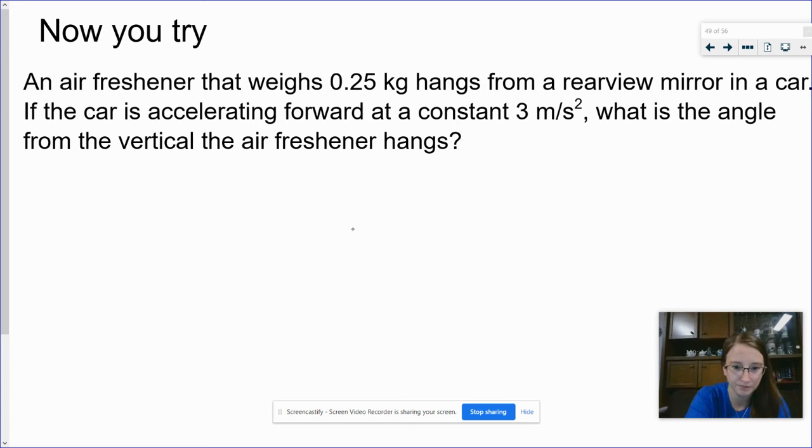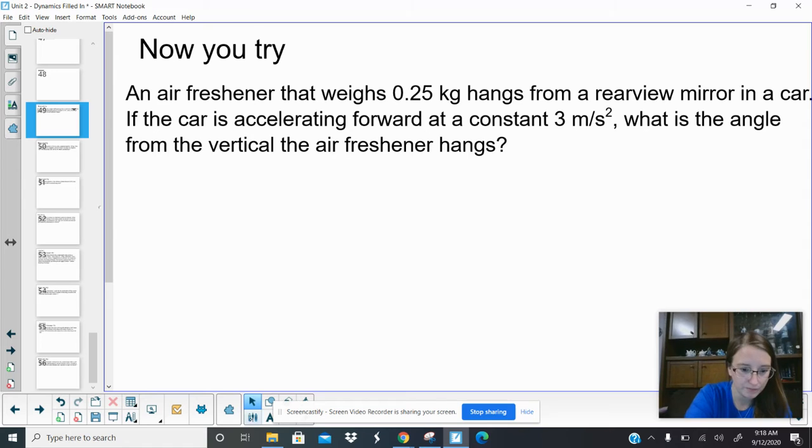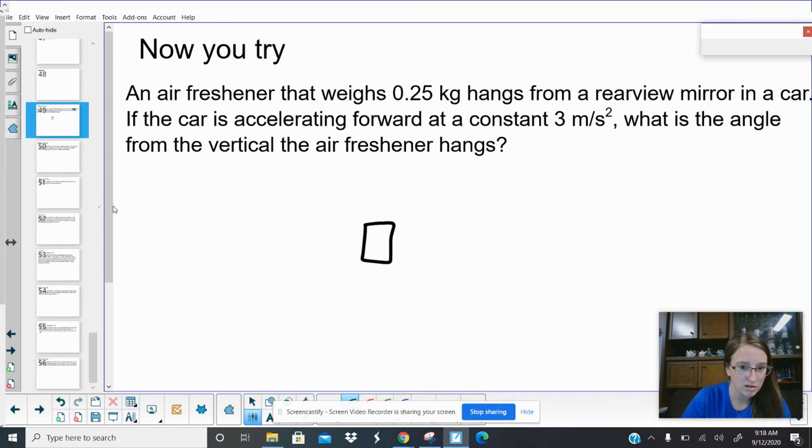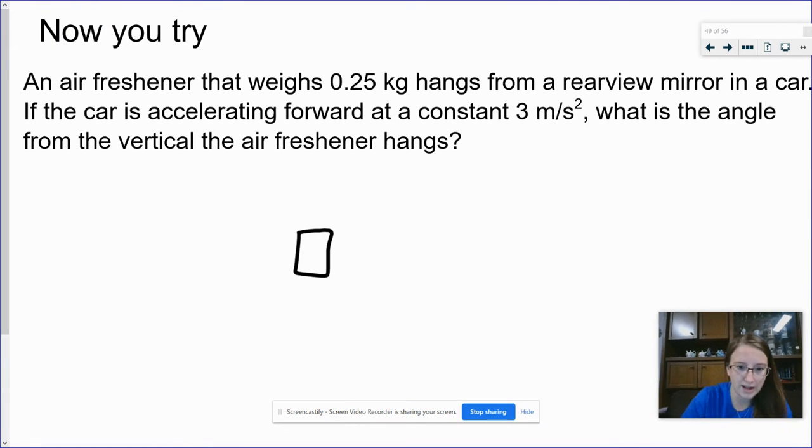So here was our picture. Again, we had our air freshener. Just going to draw a little square. Now, even though it's hanging from right here, this is where it'd be attached to the rear view mirror. I'm going to draw my triangle coming from the center of the air freshener, but it's going to work out the same way. You should have drawn the force of gravity and then the force of the acceleration of the car.